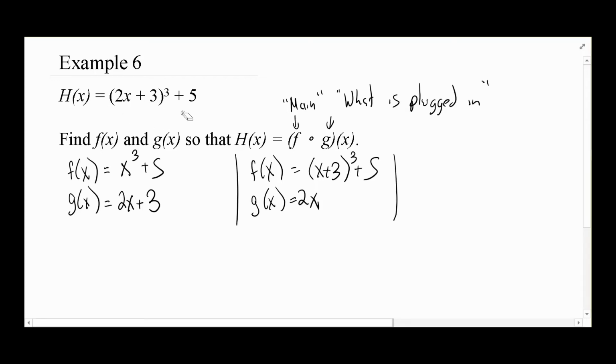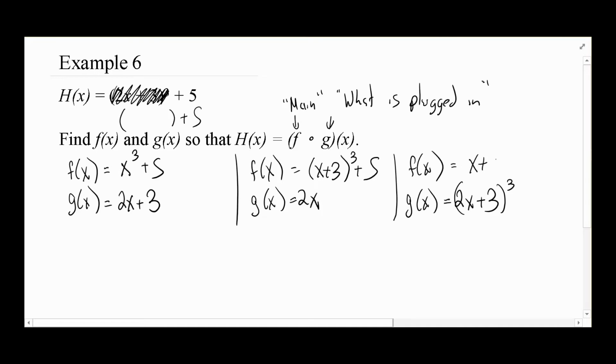And I could go the other direction too and say, what if, instead of covering up 2x plus 3 like I did originally, I covered up a little bit more? What if I covered up the 2x plus 3 cubed? So 2x plus 3 cubed is what I covered up. What's left when I do that? Something plus 5. So x plus 5. Each of these 3 different columns I have are valid answers to this problem that says find the components f and g so that my original problem can be written as f of g of x.